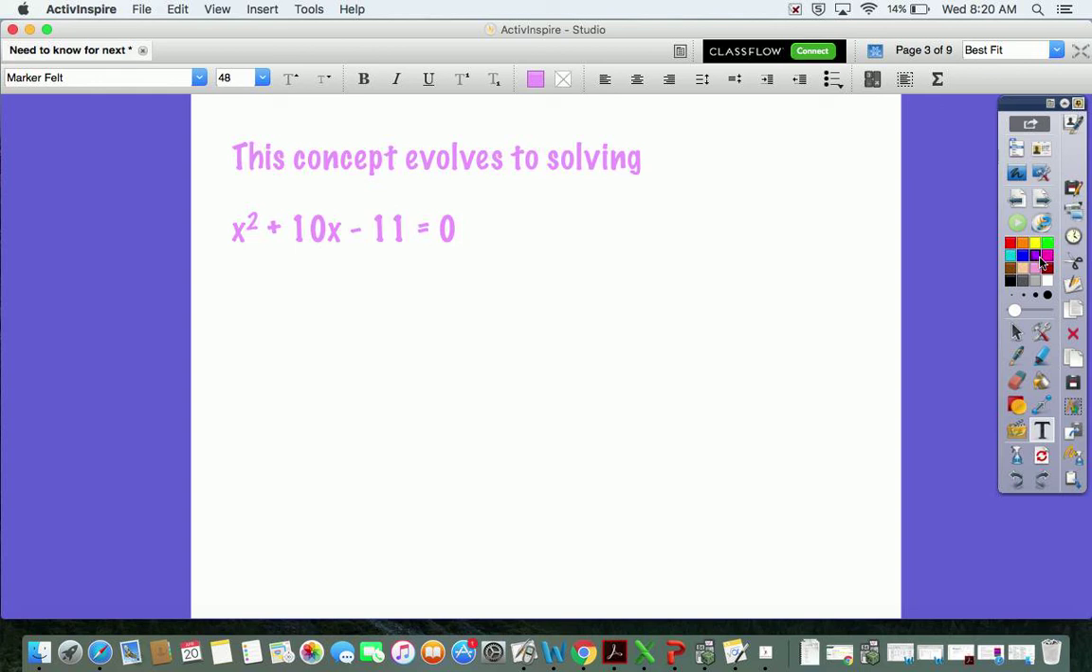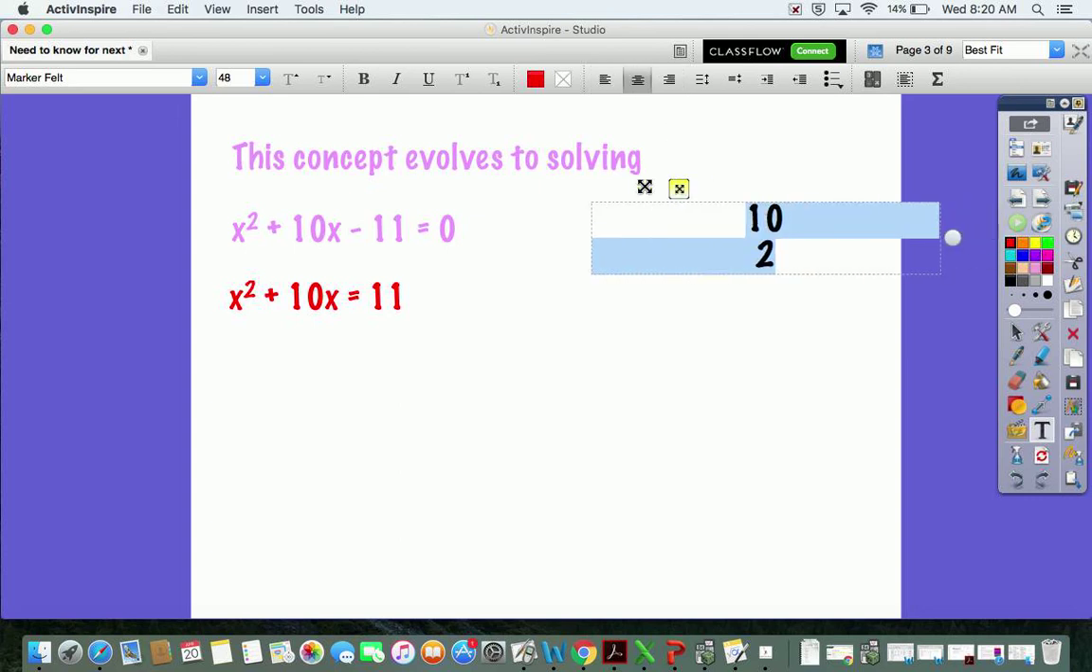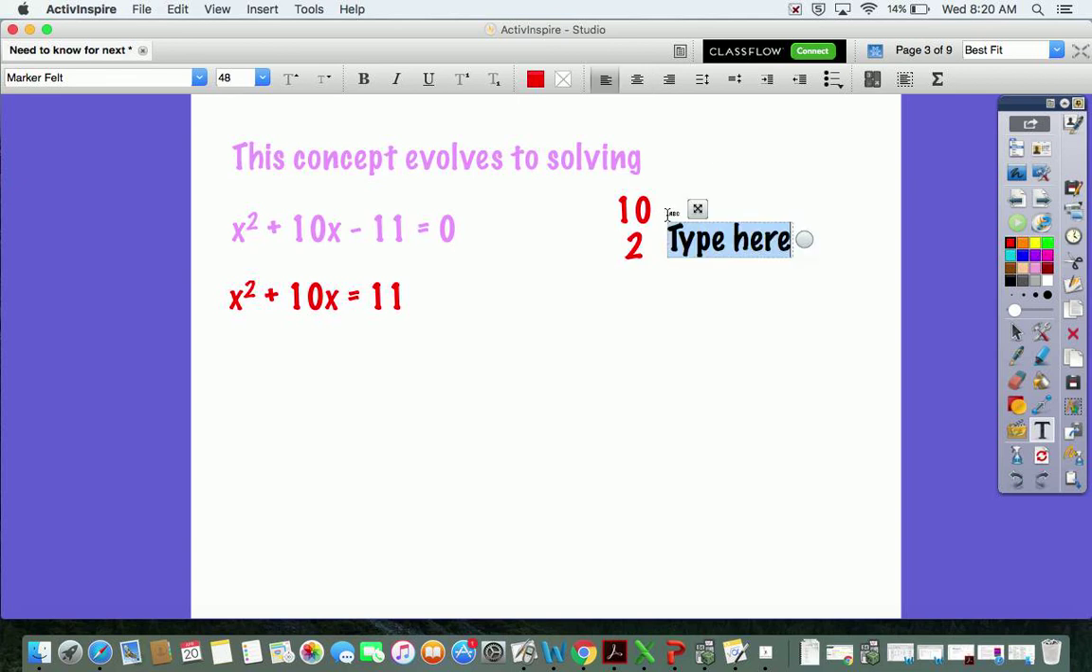So the first step that you want to do when you are solving by completing the square is you want to go ahead and whatever the constant is, whatever that c is, you want to subtract it over to the other side. So you have x squared plus 10x equals 11. And then from there you go through the process of completing the square. What's b? It's 10. You divide that by 2 to get 5. And then from there, you'll take 5 and then you'll square it. So 5 squared is 25.